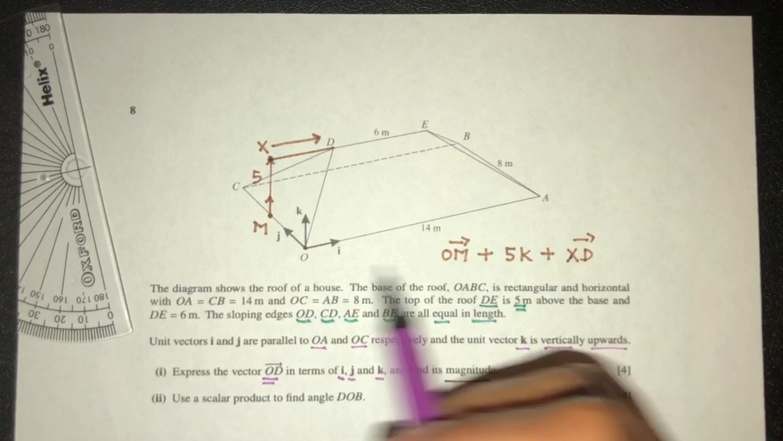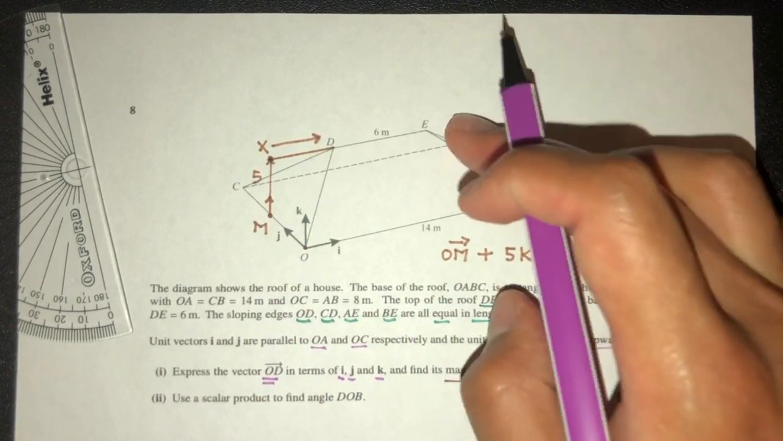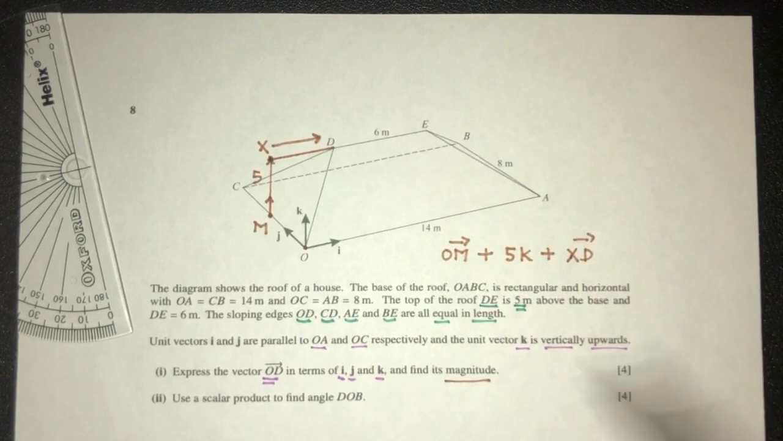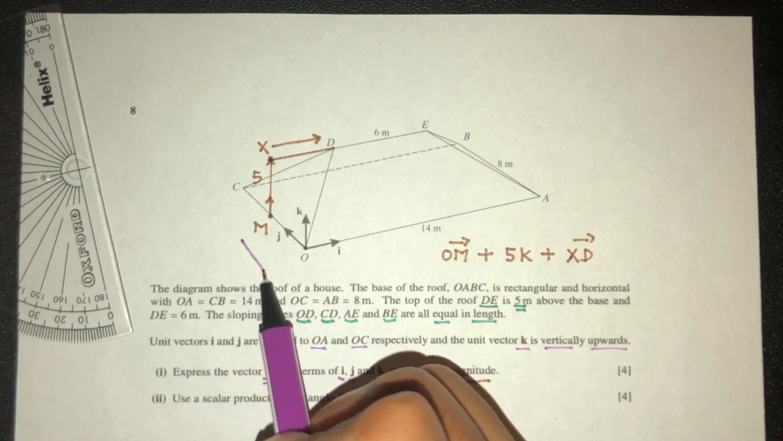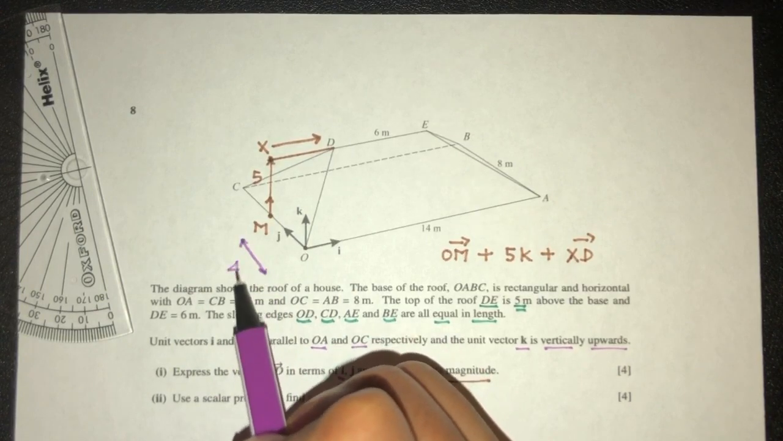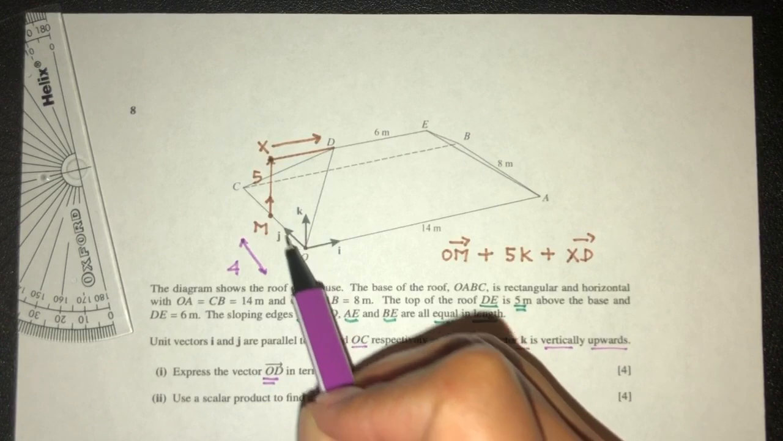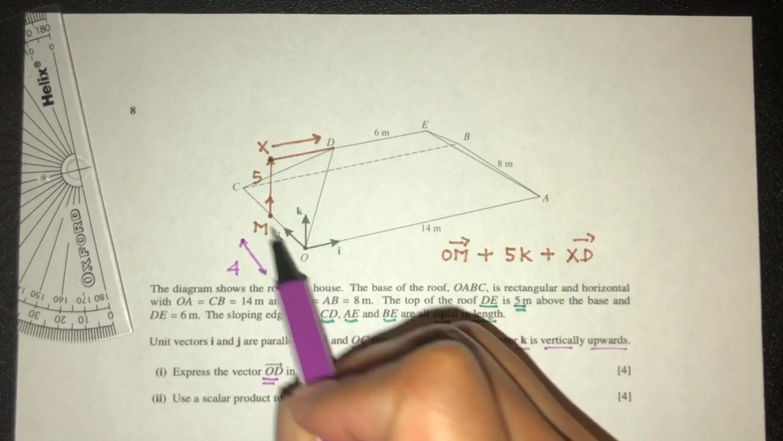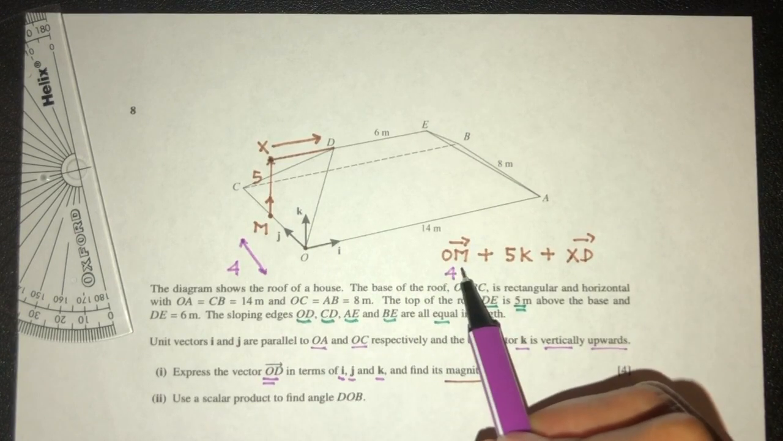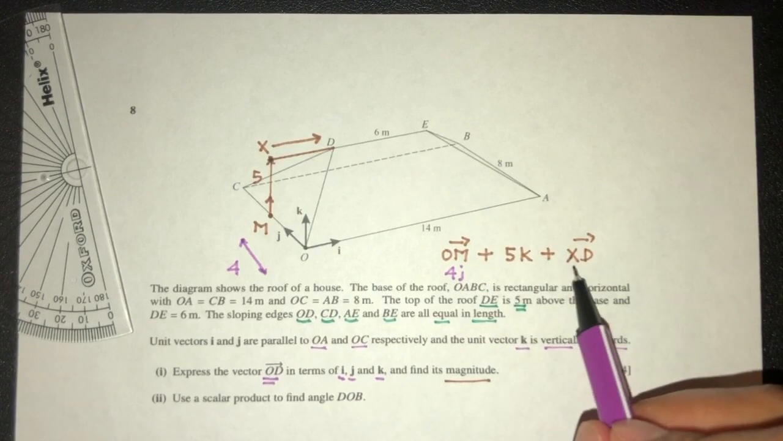Now OM, we can know easily. The whole thing here is 8, so half will be 4, right? So this length here will be 4. But now since we're going from O in this direction, in the direction of j, that will be just 4j.